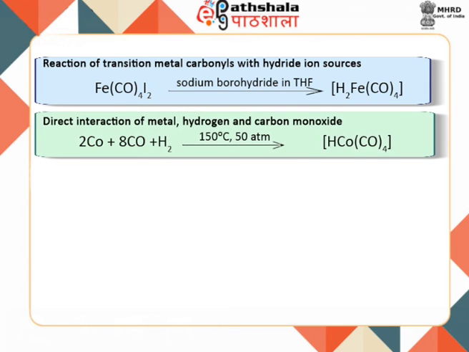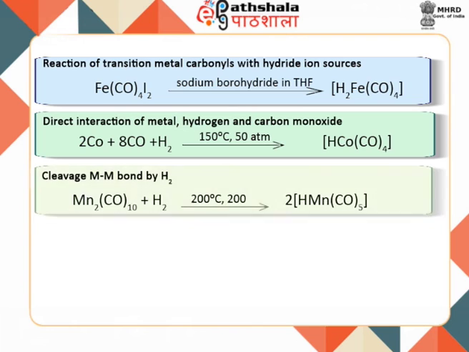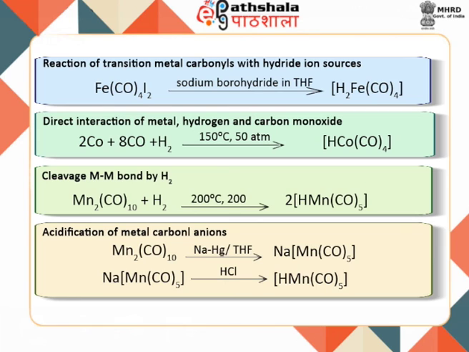In the second reaction, finely divided cobalt is treated with a mixture of hydrogen and carbon monoxide gases at 150 degrees Celsius and 50 atmospheric pressure. In the third reaction, the dimer decacarbonyl dimanganese is converted to pentacarbonyl hydridomanganese. In the fourth reaction, when a solution containing metal carbonyl anion is acidified, metal carbonyl hydride is formed.